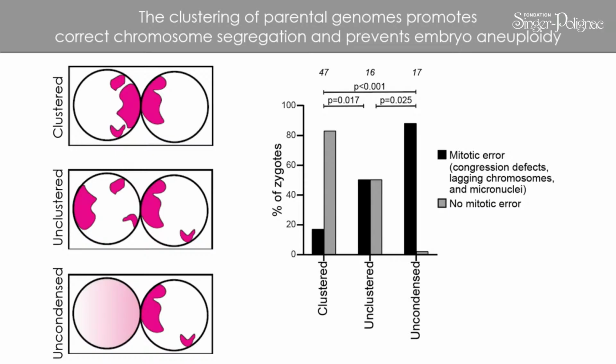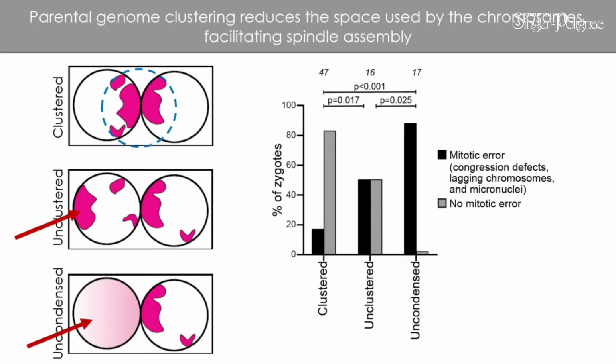We wondered what could be the causes for this, and we thought of a geometrical hypothesis. As these two nuclei are huge in comparison to a somatic cell, clustering the chromosomes at the interface between the two pronuclei may reduce the space used by the chromosomes and maybe speed up spindle assembly. This would mean that chromosomes located here or in this nucleus would be missegregated.